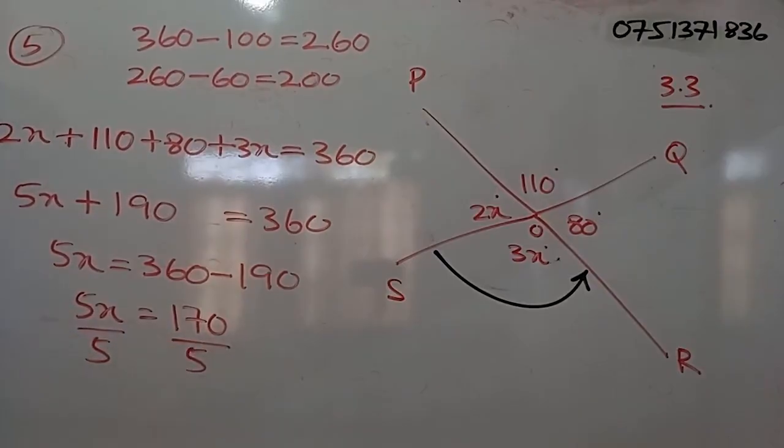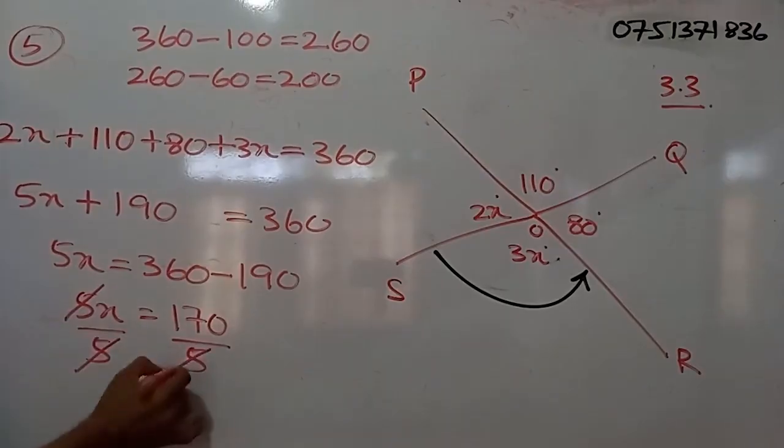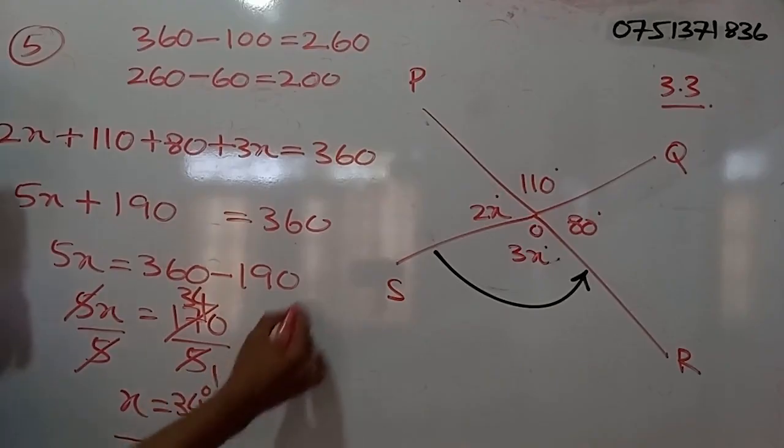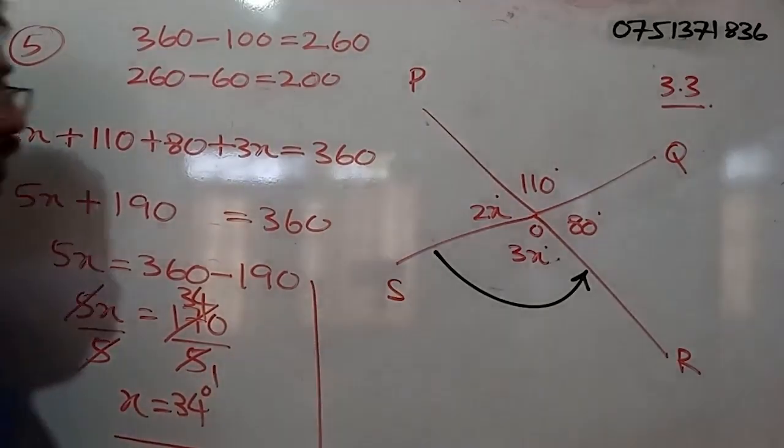Do the same thing to the other side. So we can cancel out the 5. 5 times 1, 5 times 34. So x is equal to 34 degrees. But that's not the thing that they are asking.